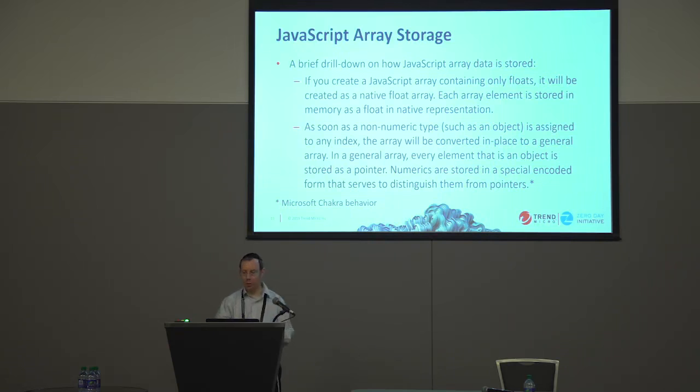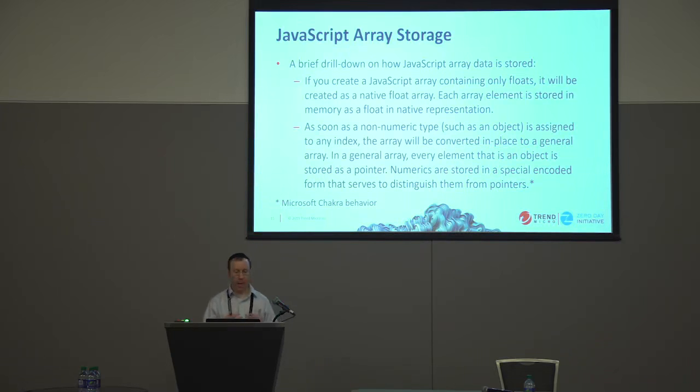Okay, so now let's say you take that array and now you place a new value into the array that's not a numeric. Let's say it's a JavaScript object. Now the array can't be stored as a native float array anymore. So the engine will do an in-place conversion of the array into a general array type. General arrays allow for storage of elements that can be of any JavaScript type, which includes objects.